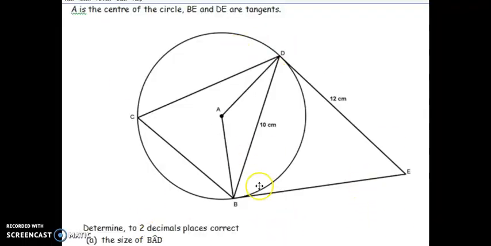The sum that is given tells us that A is the center of the circle and BE and DE are tangents to the circle. The first thing that I do is that I know that DE will be equal to BE because tangents from a point to a circle will be equal in length. Then they ask me here to calculate the size of BAD. So having three sides, I can use the cos rule to calculate the size of angle D.